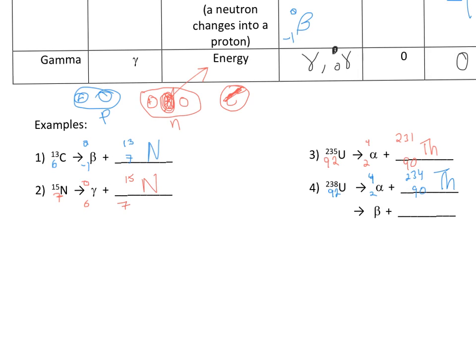So let's do that. Thorium-234 and 90 gives off a beta, which is 0 and -1. So then you say, what number plus -1 is equal to 90? And so the answer is 91. And then for the top, you say what number plus 0 is equal to 234? And the answer is 234. And so now you look at the periodic table to see what element is number 91, and that is protactinium, Pa.